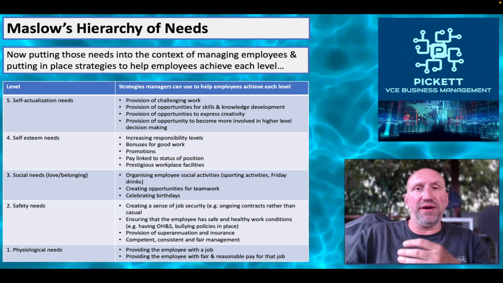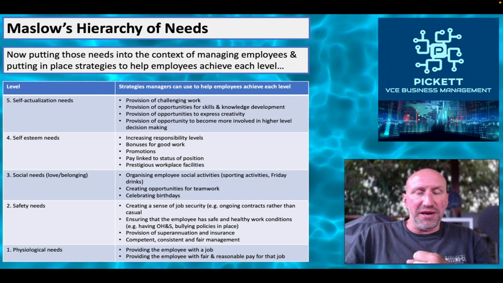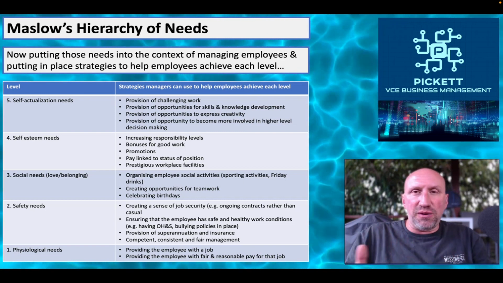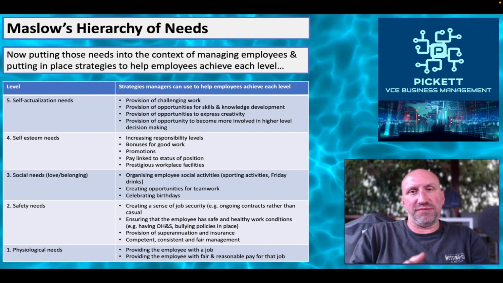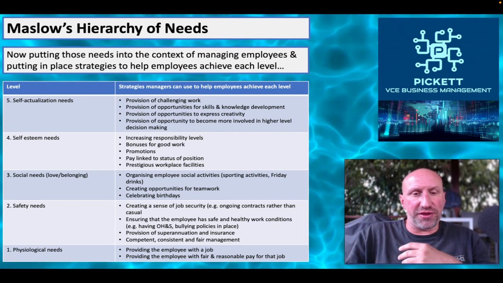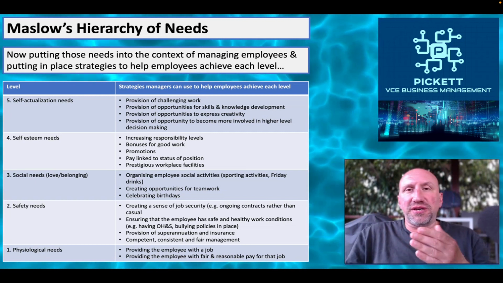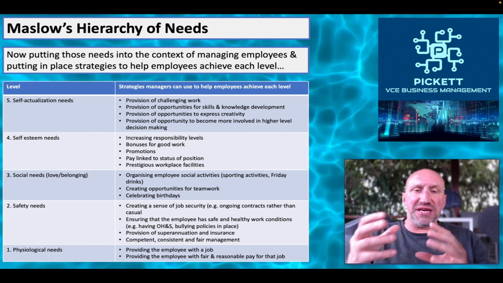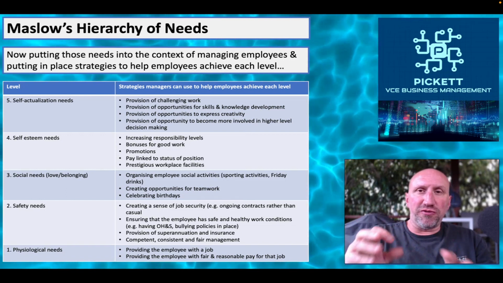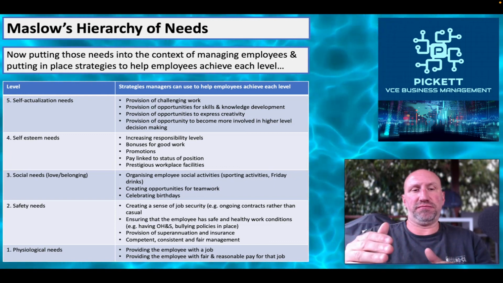So people come to work feeling safe, physically safe, that they're not going to be injured or harmed. Obviously, in certain workplaces that is going to be more important and more prevalent than others, but in any work environment, there's always going to be OH&S requirements. You need to make sure that you at least meet those and probably go further than that, along with provision of superannuation and insurance, and competent, consistent, and fair management. These are strategies that managers can put in place to make sure that it is possible for their employees to meet the safety needs according to Maslow's hierarchy.